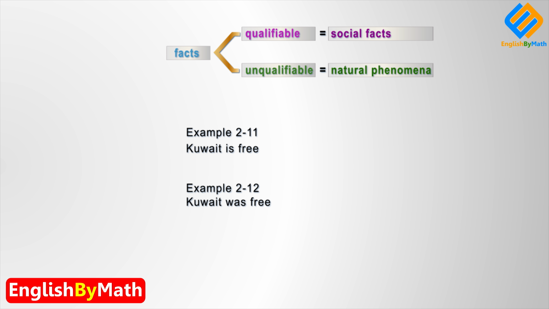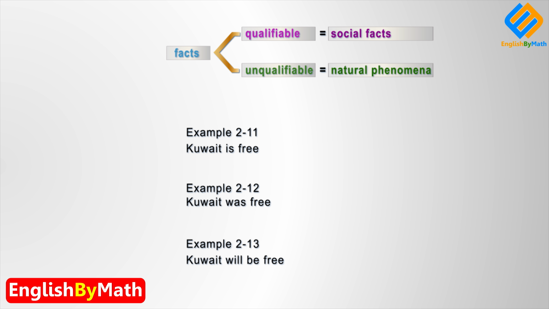And they also used sentence 213. Kuwait will be free. They used Kuwait will be free to express their hope that Kuwait would be liberated. And that is exactly what happened in February 1991. So the fact changed once again, and Kuwait is now a free country.